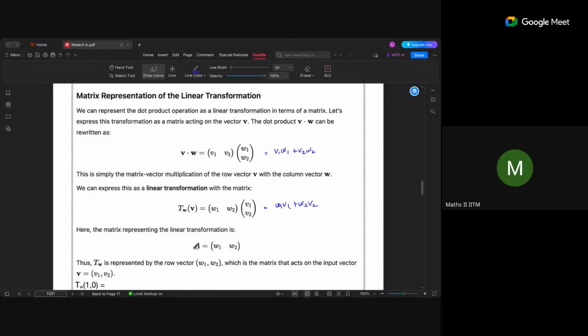So here the matrix is [W1 W2]. How do you usually find the matrix representation with respect to the canonical basis? Can anyone tell? All of you submitted the week 3 assignment, so how did you do it? How do you find the matrix representation of a linear transformation with respect to the canonical basis? First of all, what is the canonical basis? (1,0), (0,1), right?